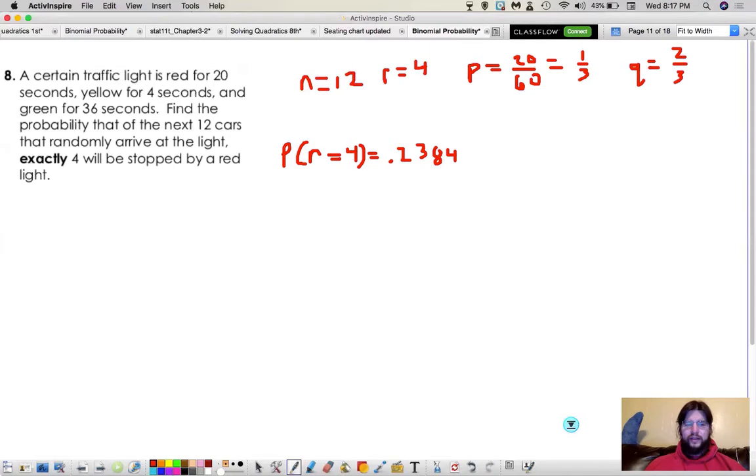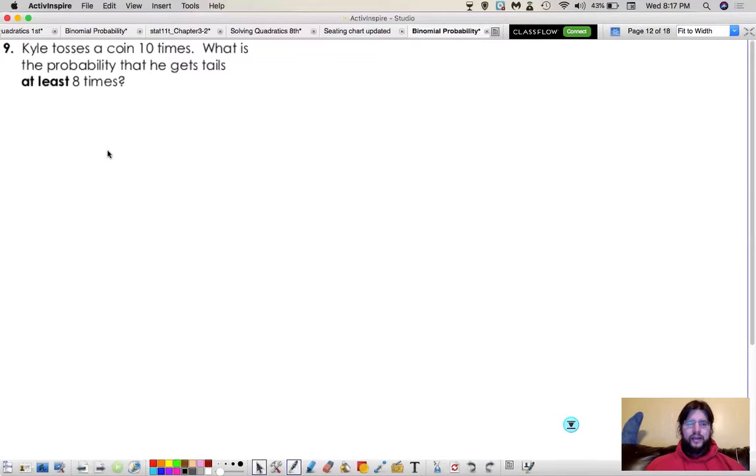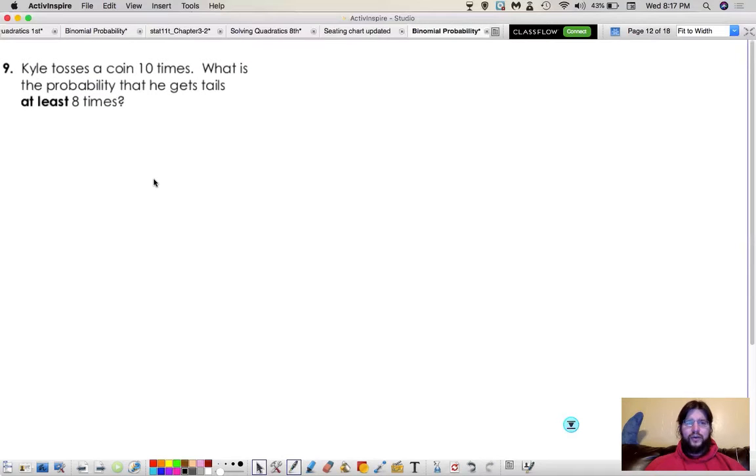Ready? Let's look at number 9. Kyle tosses a coin 10 times. What is the probability that he gets tails at least 8 times? What is different? Hopefully you notice the words in bold: at least. Not equals, not exactly, at least. So n is 10, and r is at least 8, so r is greater than or equal to 8. Notice it's not equal to 8, it's greater than or equal to 8.